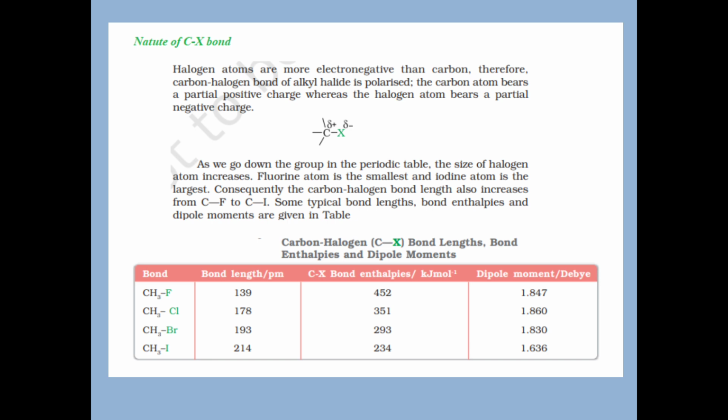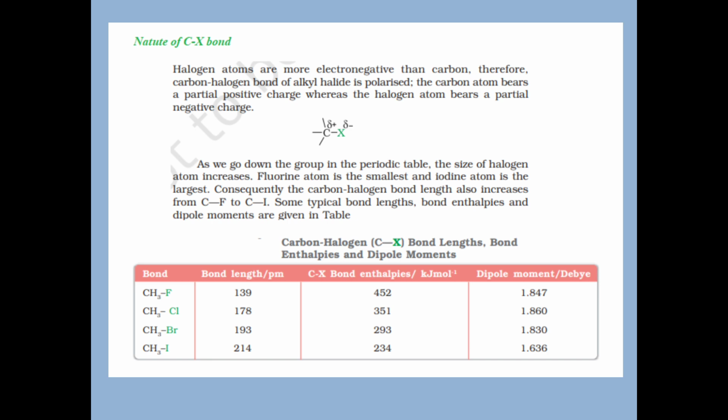Some typical bond lengths, bond enthalpies and dipole moments are given in the table. The C-F bond length is shortest, the C-Cl bond length is greater than C-F, then C-Br is greater than C-Cl, and the C-I bond is longest. The dipole moment of CH3F is 1.847, CH3Cl is 1.860, CH3Br is 1.830, and CH3I is 1.636.